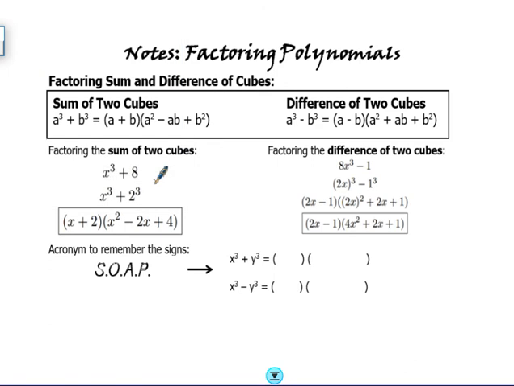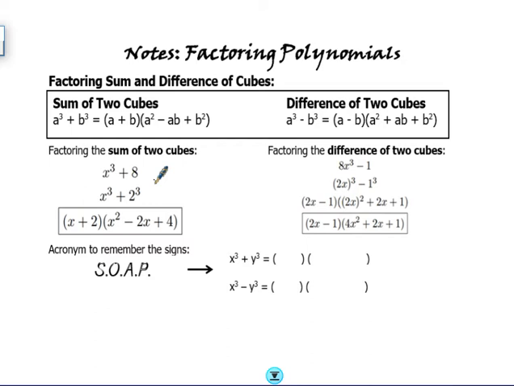Alright, today we're going to be looking at factoring polynomials. We're going to start by looking at factoring the sum and difference of cubes. So we have two patterns. We have the sum of two cubes, a cubed plus b cubed, and we're going to end up with a binomial times a trinomial. And we'll look at this pattern, and the difference of two cubes, a cubed minus b cubed, will have the following pattern.